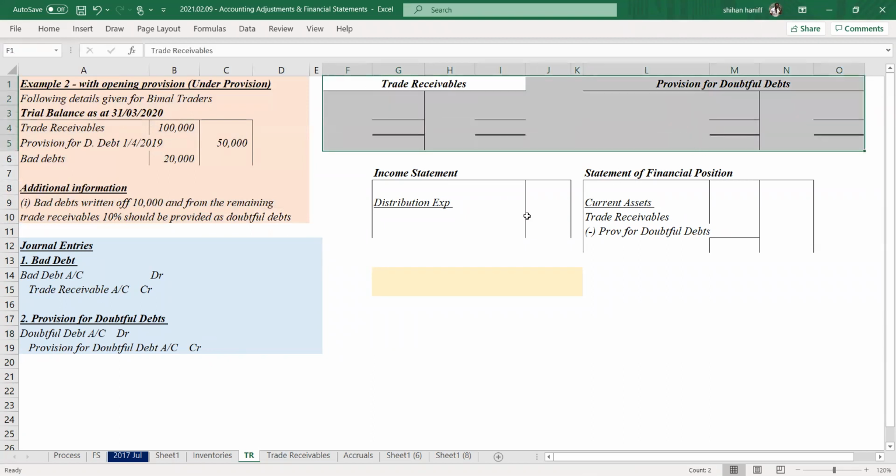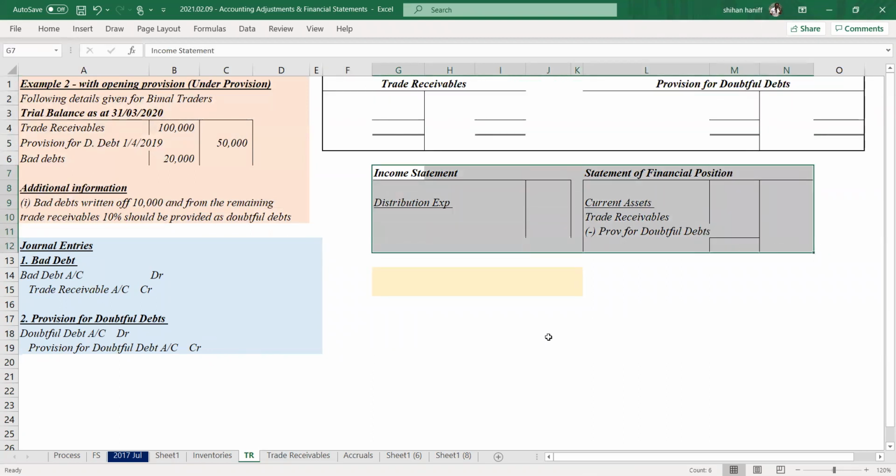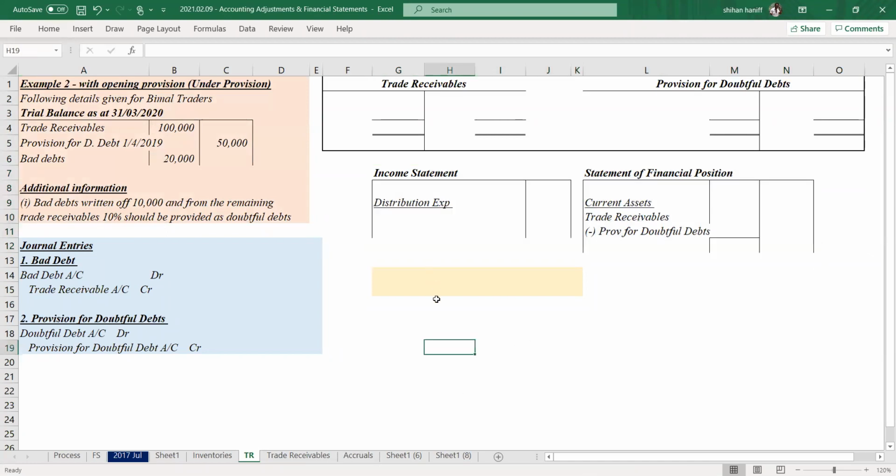Shall we do the ledger accounts and the draft income statement and statement of financial position? Opening balance, trade receivables 100,000. Provision for doubtful debt, opening balance 50,000. This is similar to the questions that we did. Can you complete this? I will take a little extra time today. I will finish the trade receivable part today.